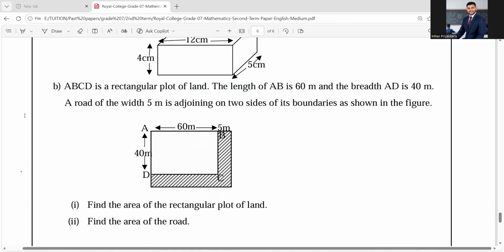Now, ABCD is a rectangular plot of land. The length of AB is 60 meters, and the breadth of AD is 40 meters, and that has also been marked. A road of width 5 meters is adjoining two sides of its boundaries as shown in the figure. Find the area of the rectangular plot of land. Find the area of the road.